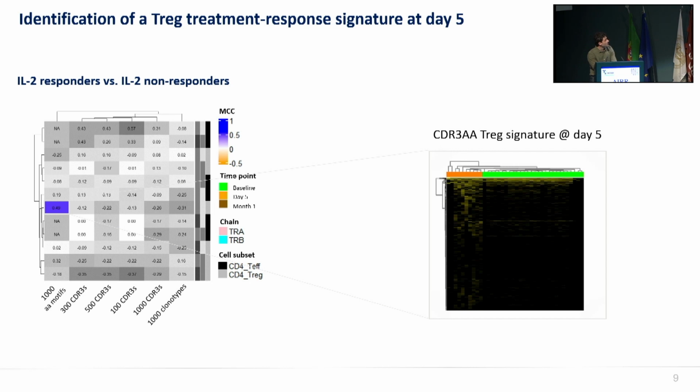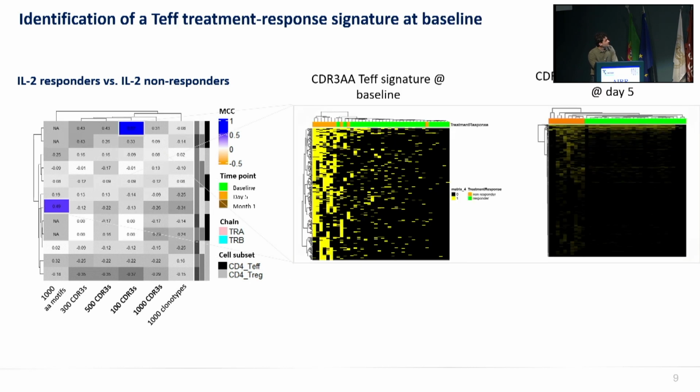motif level. One interesting thing about these response signatures is that in comparison to the treatment signature, they seem to be almost inverted. So you can see that these signatures are present in the non-responder samples. So patients that have these TCRs are very likely not to respond to the treatment.